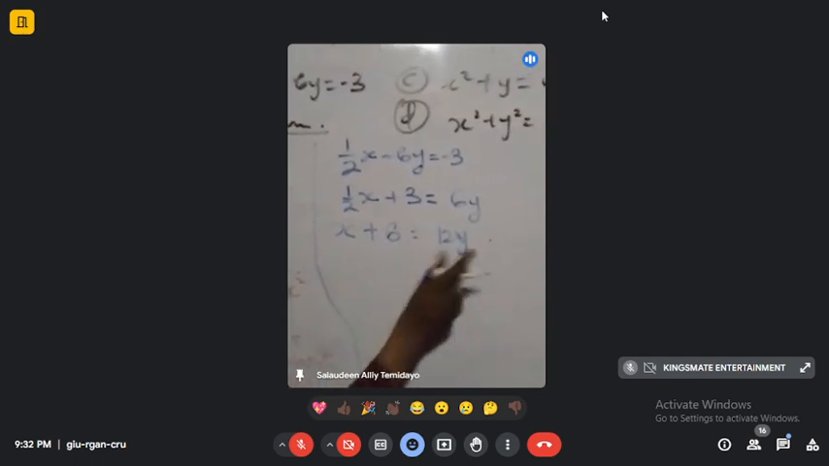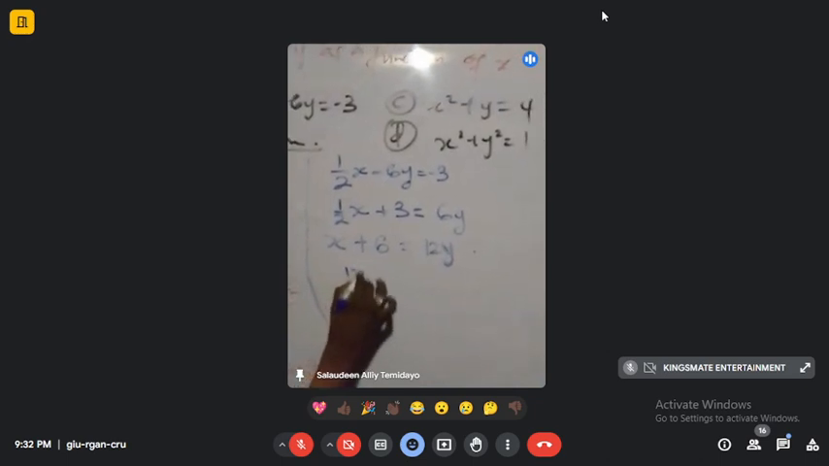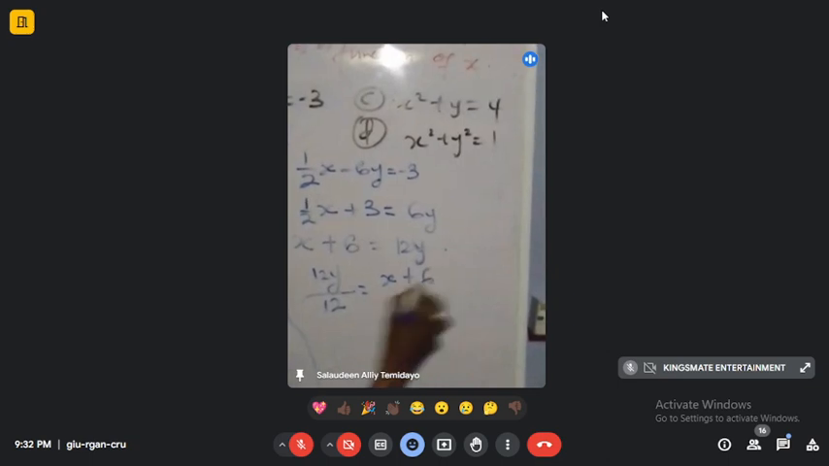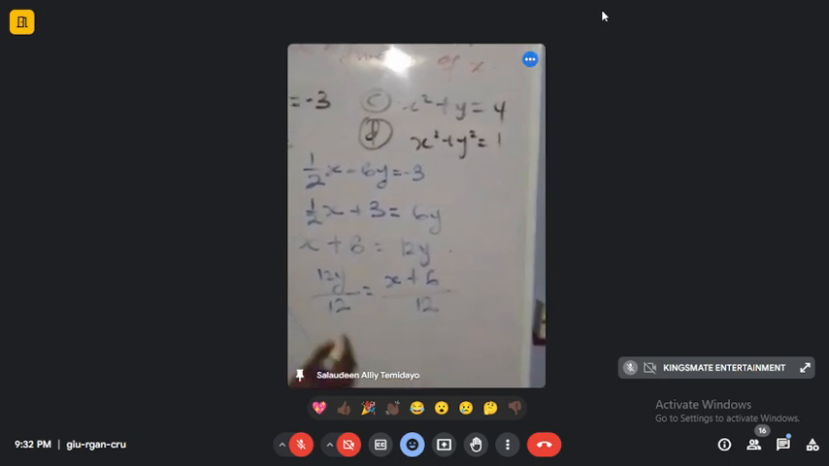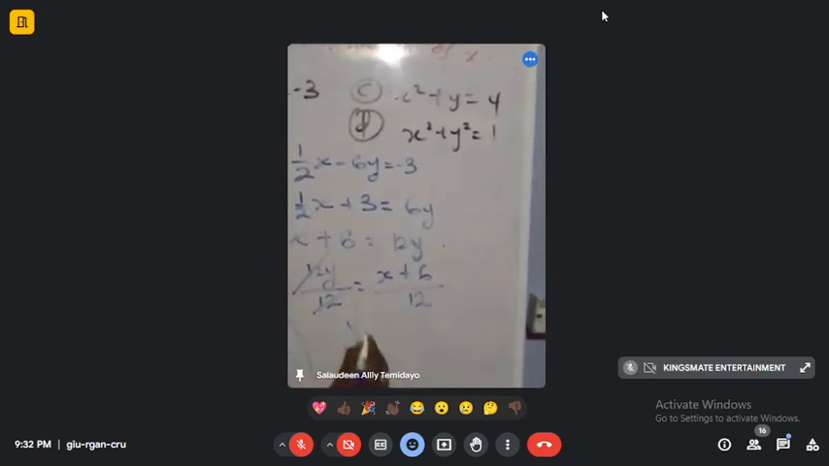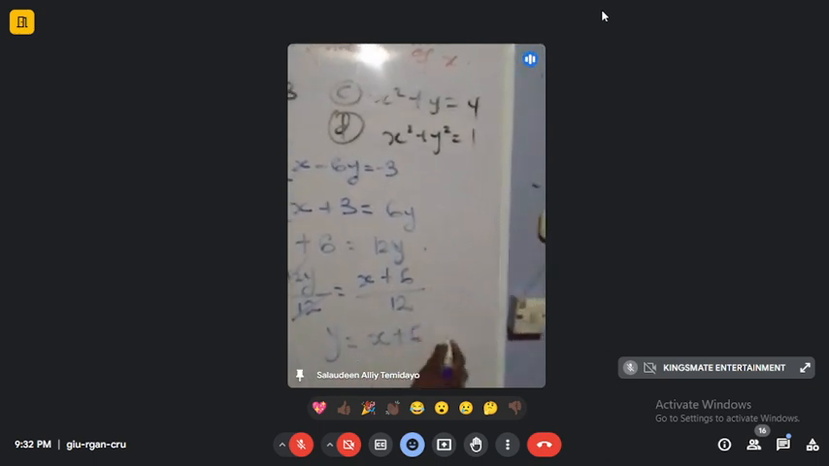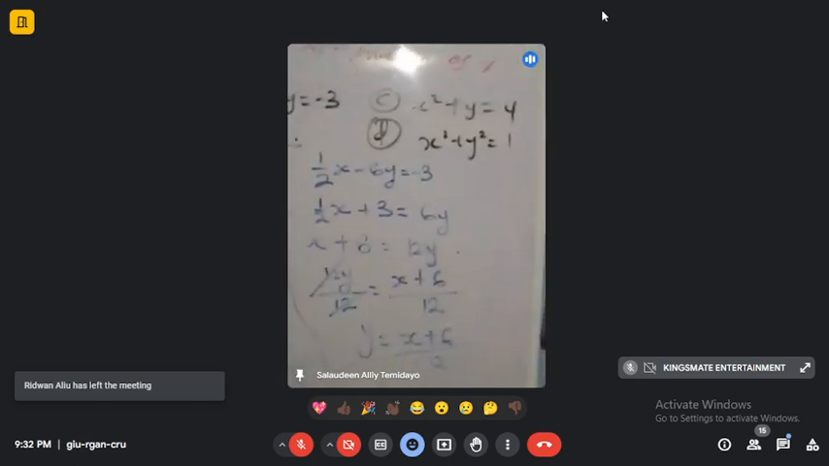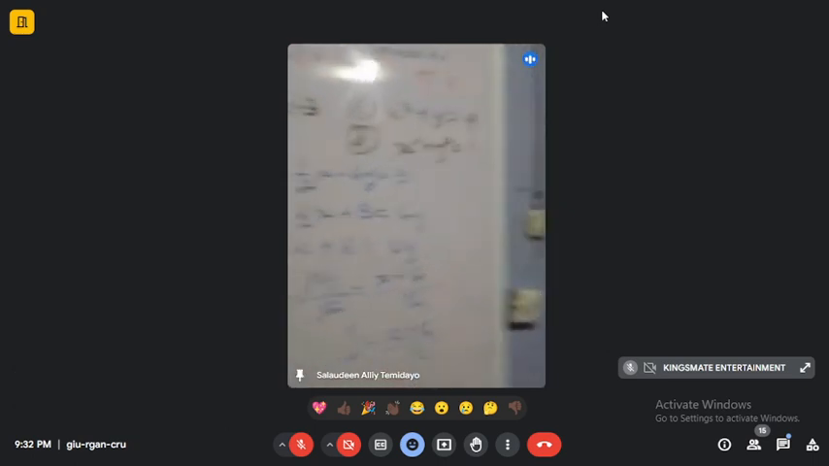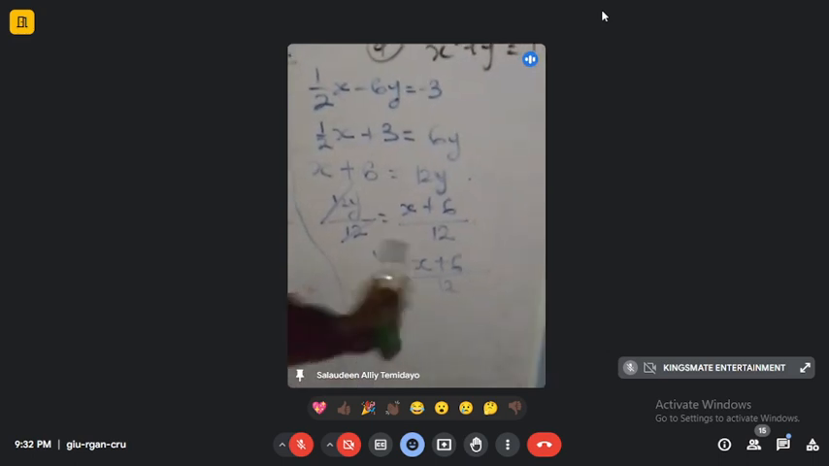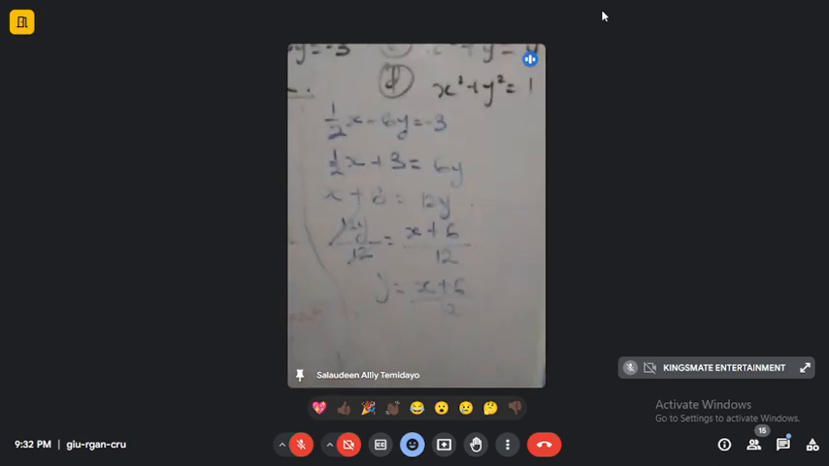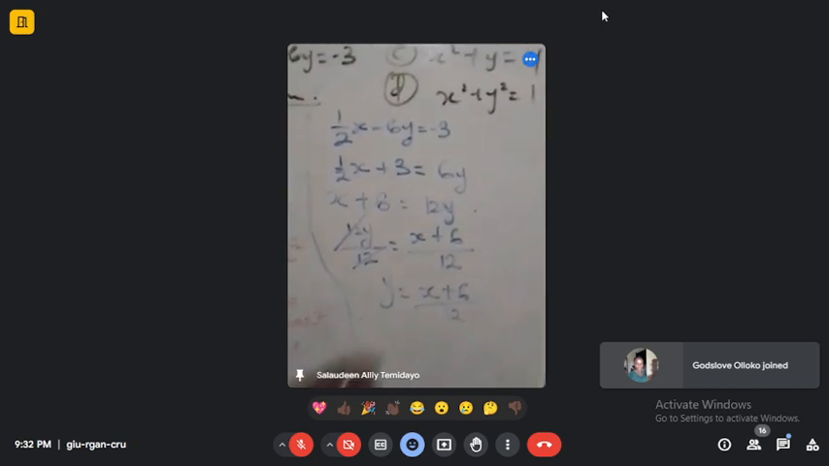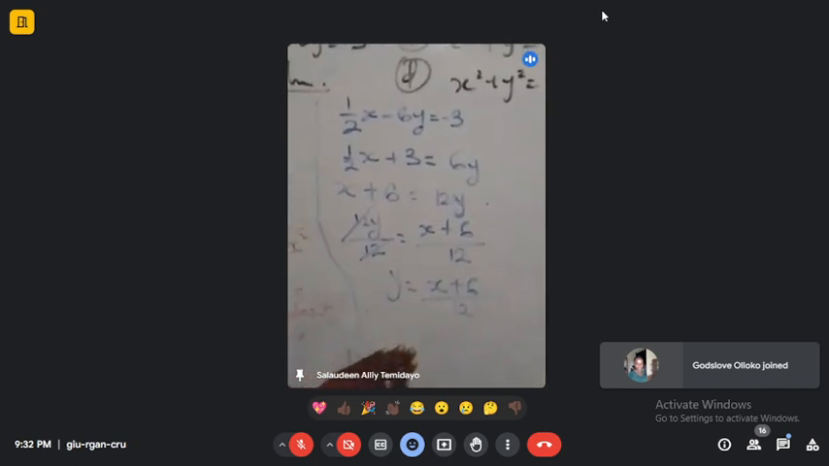Definitely, I can divide both sides by the coefficient of y, which is 12, and say 12y over 12 equals x plus 6 over 12. You can see 12 cancels 12. Then y equals x plus 6 over 12. There is no way I'll be having two values for y here. It's just one value, a positive value, everyone.